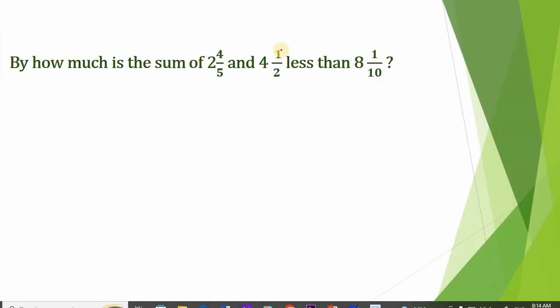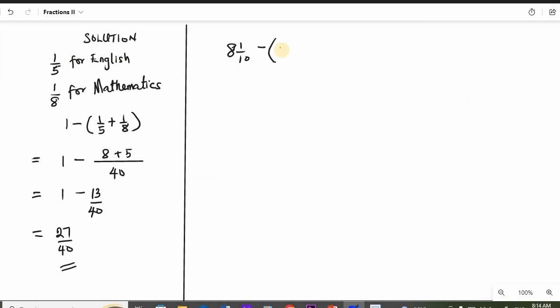minus 2 whole number 4 over 5 plus 4 whole number 1 over 2. Okay, so how do we solve this? Now, once you express all the mixed numbers as single fractions, 8 whole number 1 over 10 expressed as a single fraction is 81 over 10, and 2 whole number 4 over 5 expressed as a single fraction is 14 over 5. 4 whole number 1 over 2 expressed as a single fraction is 9 over 2.